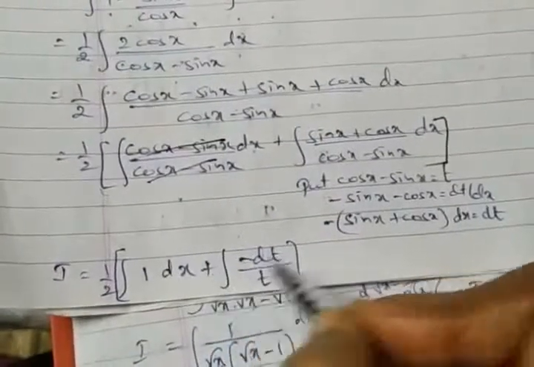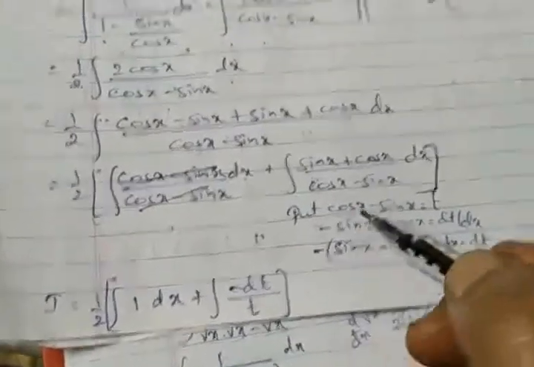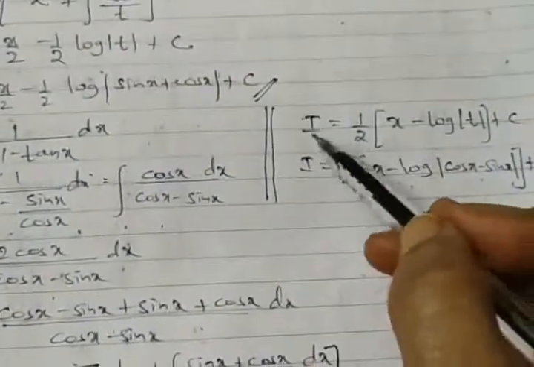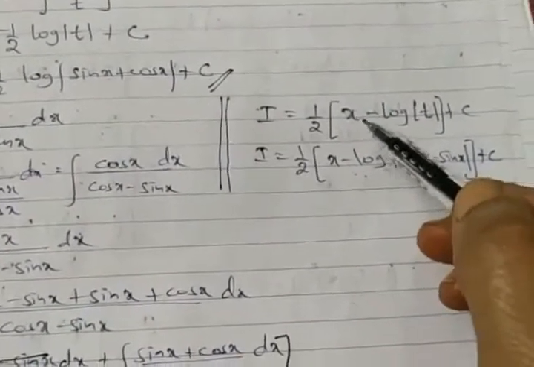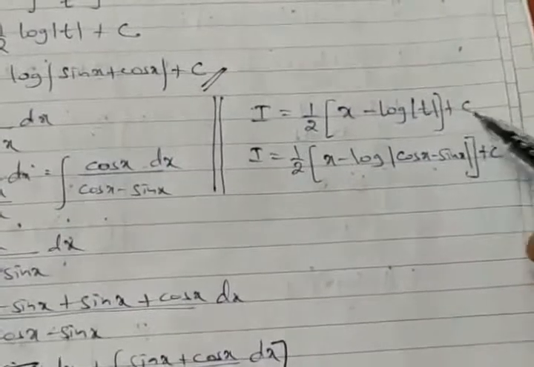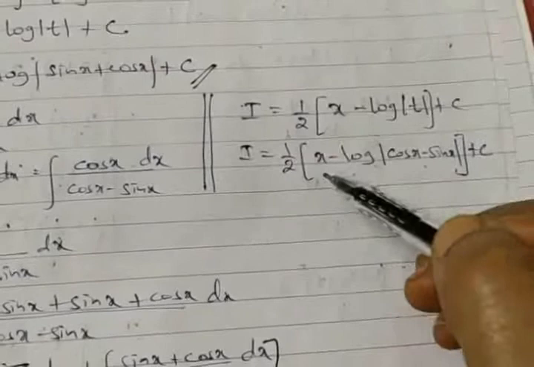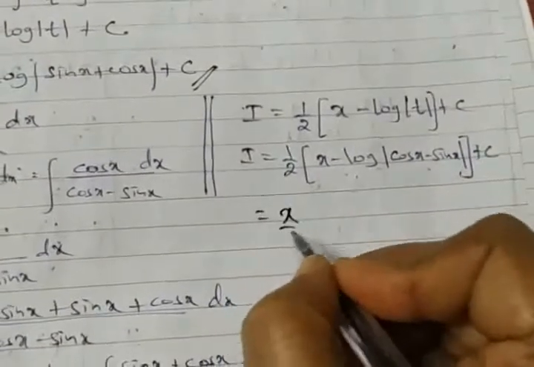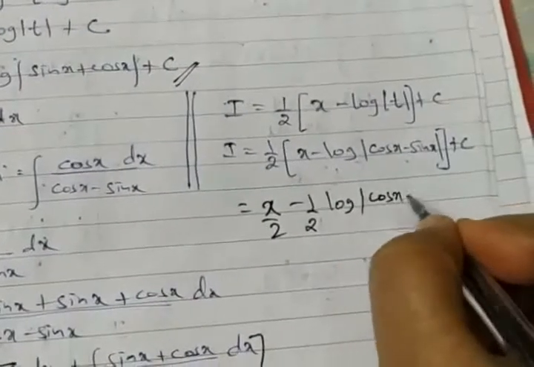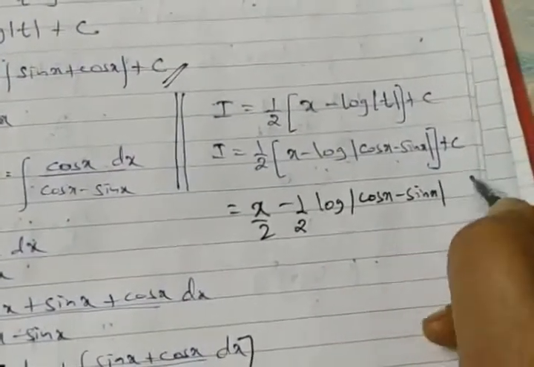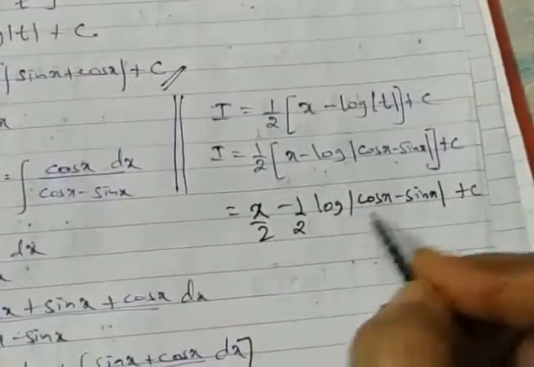Plus its integration of minus dt over t. What next? The conclusion part should be: I is equal to 1 by 2, integration of 1 with respect to x is x, minus log mod t, plus c. Put the value of t back, we are left with x by 2 minus half log mod of (cos x minus sin x), mod complete, plus c, where half is multiplied term by term. That can be the answer.